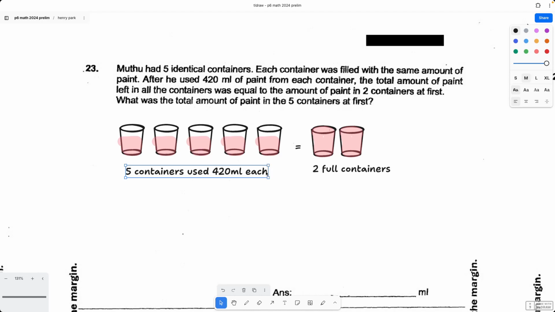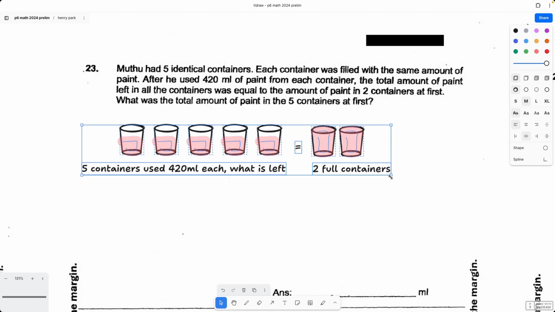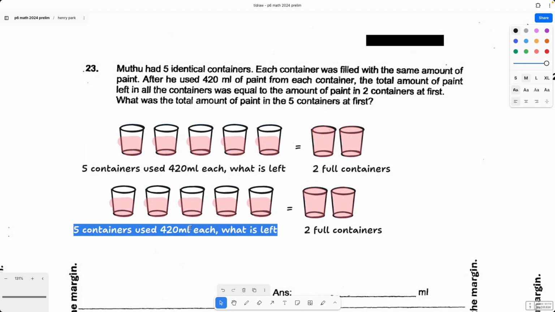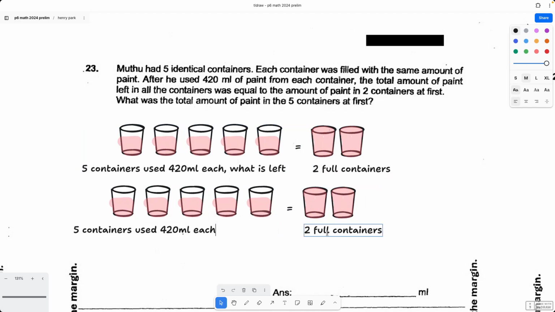Basically, what is left, right? What is left is equal to 2 full containers. So what was the total amount of paint in the containers used? Can you think how we can solve this? So 5 containers use, what is left is 2 full containers. Does that mean 5 containers use 420 milliliters each? That means instead of 2, it will be 3 full containers. This is full containers of paint left. So that means the opposite is the same, right? 3 full containers of paint used.